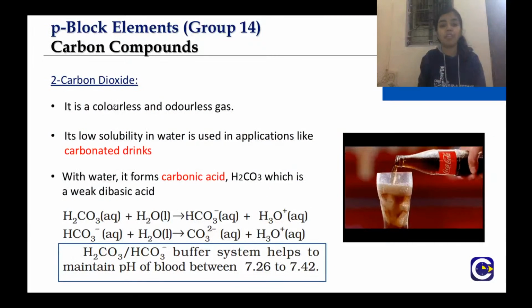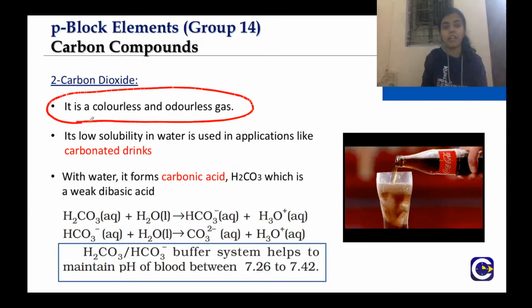Now, carbon dioxide is a colorless and odorless gas. It is a colorless and odorless gas, and it has low solubility in water. It is used in carbonated drinks like Coca-Cola, Mirinda, Fanta. These all contain what? Carbon dioxide, right? With water, it forms what? Carbonic acid, H2CO3, which is a dibasic acid.